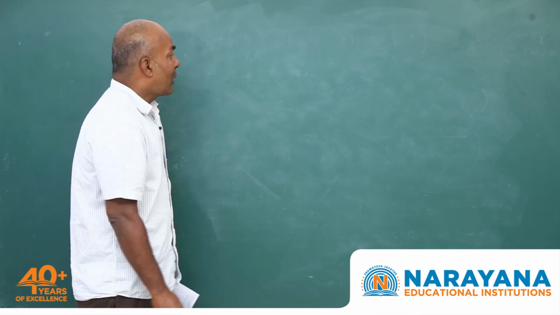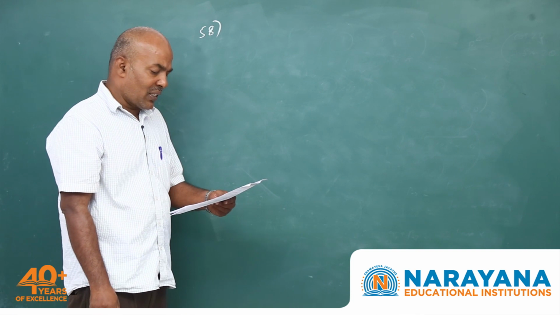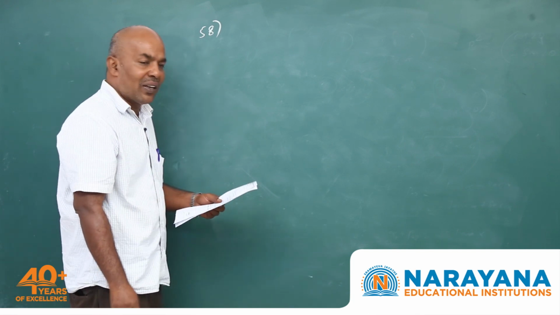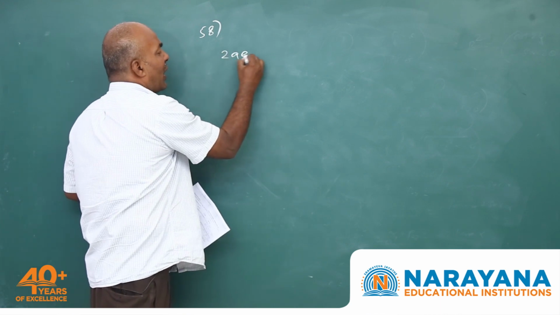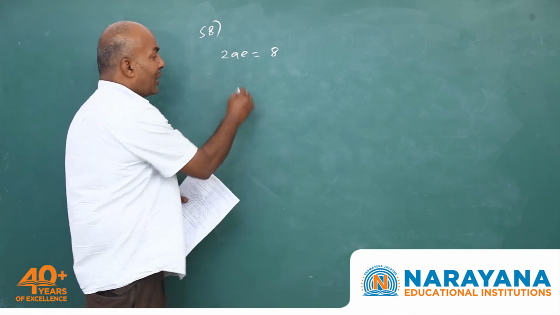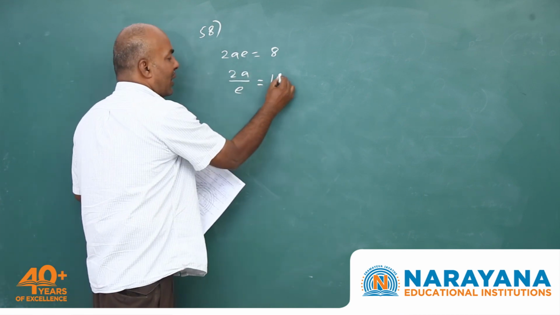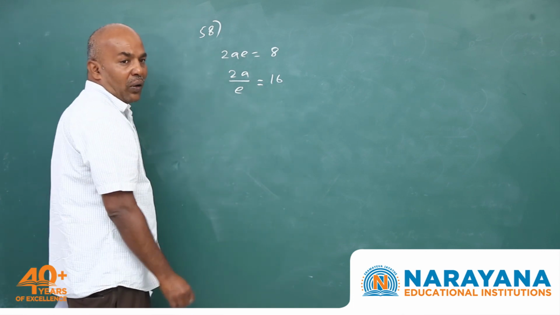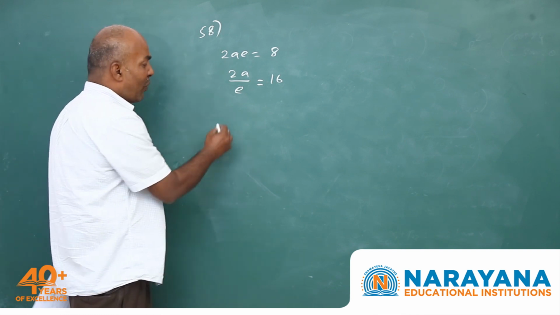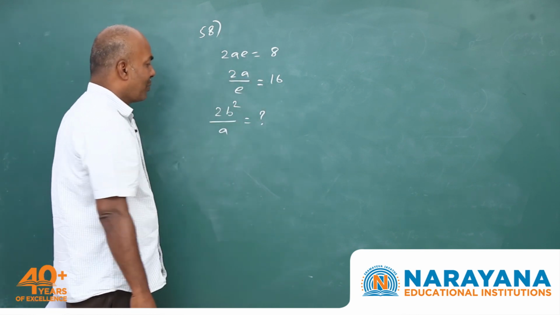Now we shall start discussing question number 58. Question number 58 says that the distance between the foci of an ellipse is 8, that is nothing but 2ae equal to 8. And the distance between its directrices, that is 2a by e, is given as 16. They are asking you to find the length of the latus rectum. As you know, the length of the latus rectum of an ellipse is 2b square by a. So we need to find this.